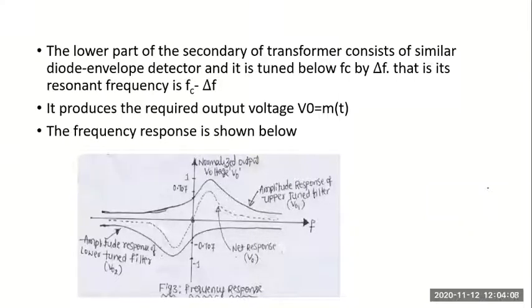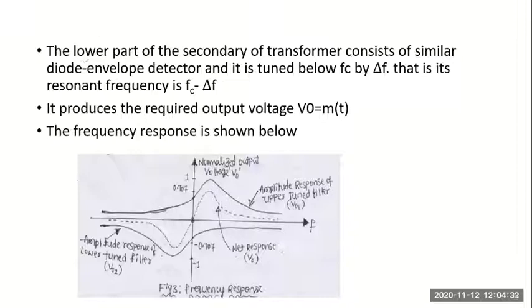What do you mean by discriminator? Something which shows a change in output behavior depending on some parameter of the input. Here that parameter is frequency. If the input signal frequency changes, the output voltage is going to change, right? So that is a discriminator.